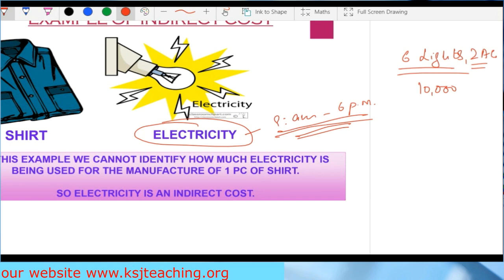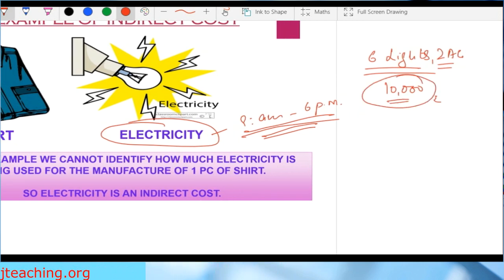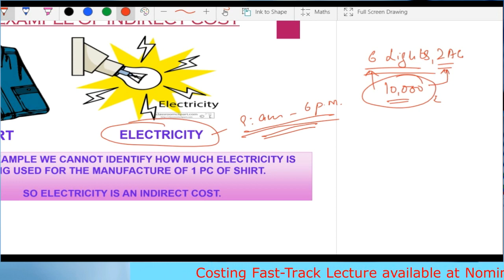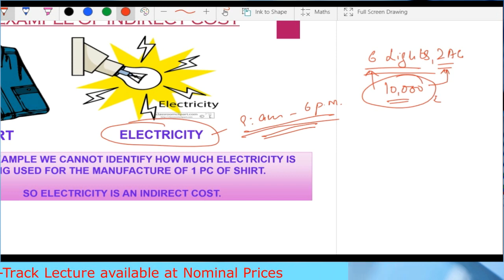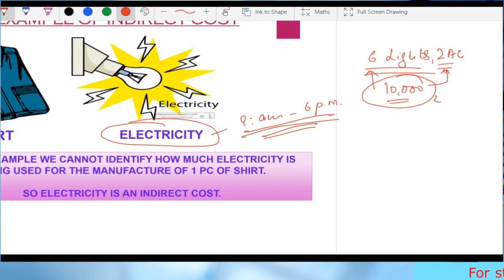Okay. Your monthly bill is 10,000 rupees. Now, can you distribute this 10,000 between the 6 lights and 2 AC? How much of this 10,000 belongs to these 6 lights and how much belongs to these 2 air conditioners? Can you do that? If you can distribute this 10,000 between the 6 lights and 2 air conditioners directly, without any procedures, then you do not belong to this planet.